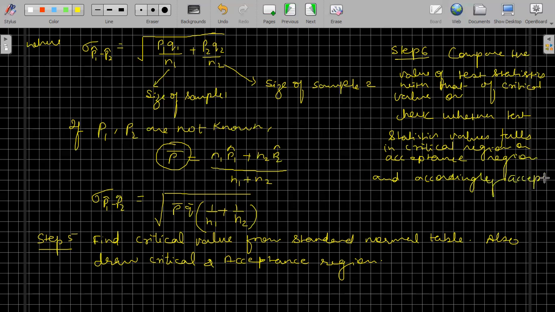And accordingly accept or reject the null hypothesis. Okay. So these are the steps to test the hypothesis about difference between two population proportions.